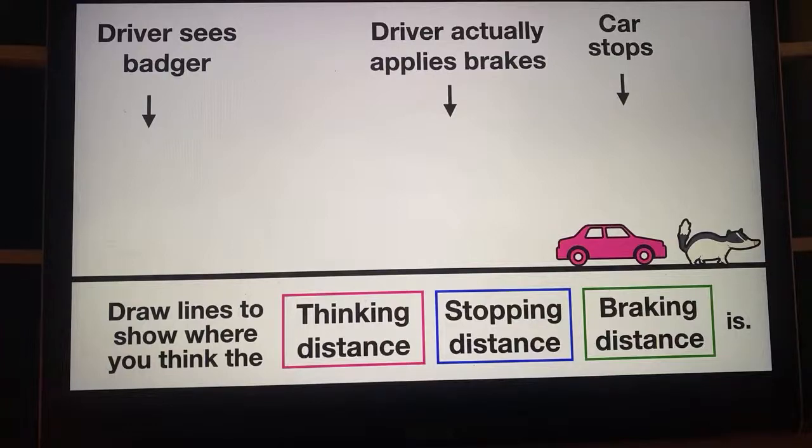Draw lines if you've got this sheet in front of you from my website for free, or just think about it if you're watching the screen. Where would you put the thinking distance? What would you say the stopping distance is? And what would you say the braking distance is?